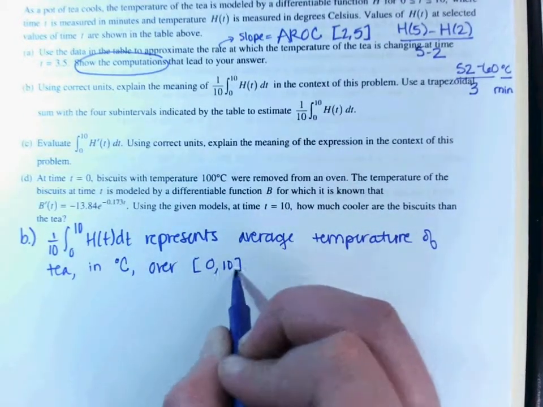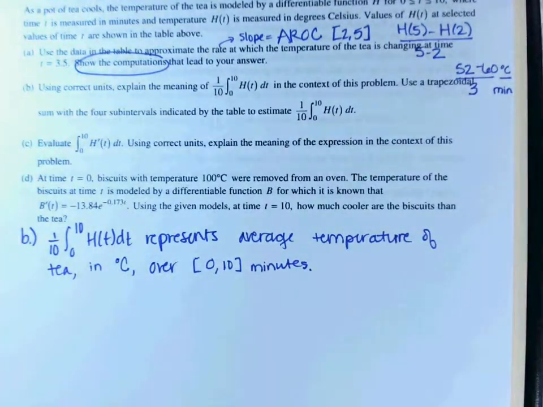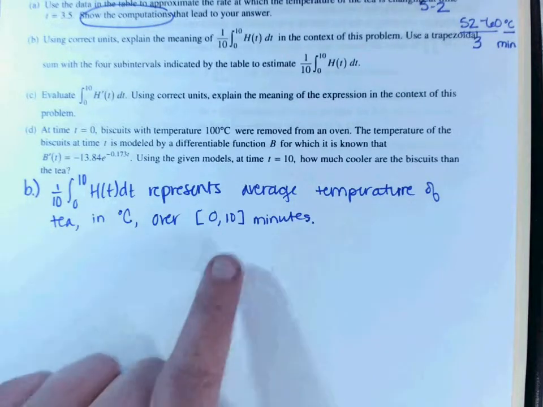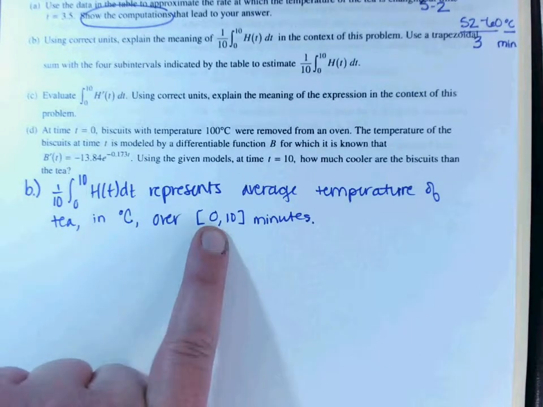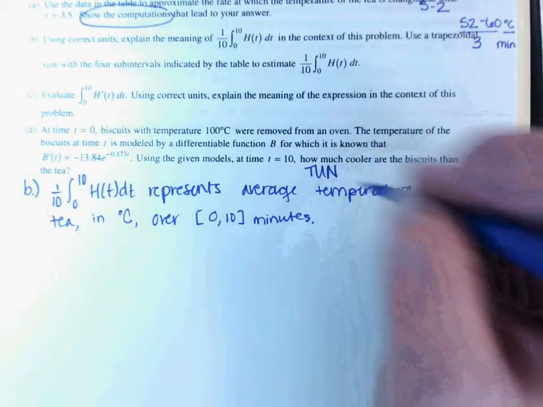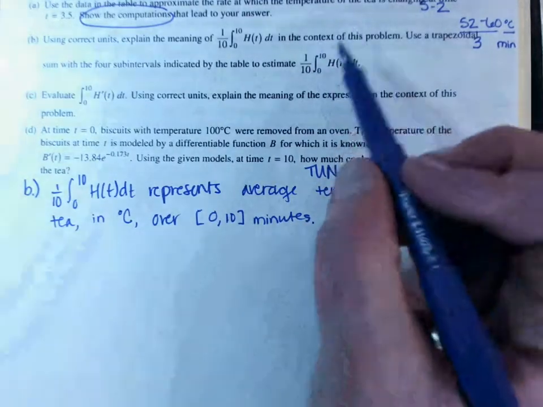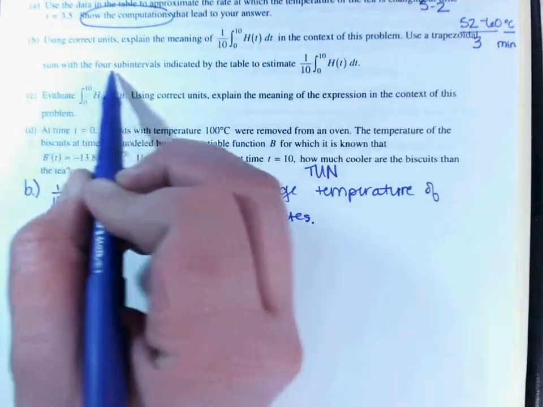0 to 10 minutes. Okay, and so the three things that have to be in your answer are the noun, so it's the average temperature of the tea. Then your units, which would be minutes, and then degrees Celsius, and then your time, which was 0 to 10. It's a ton of things to remember. Time, units, noun. Okay? Then it says, in the context of the problem, explain it. Then it says to use a trapezoidal sum with 4 subintervals.